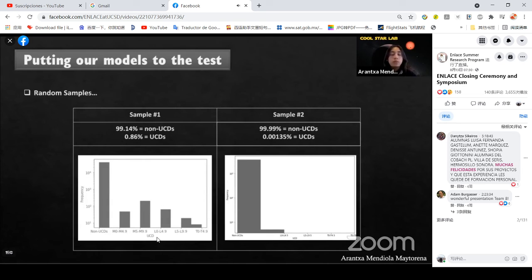On the y-axis, the frequency, and on the x-axis, the labels, either labeled as non-UCDs or UCDs, and if they're labeled as UCDs, further divided into their subtype groupings based on spectral type. The second sample ended up being much smaller, and because of this, it was 99.99% of sources that were classified as non-UCDs, and only 0.00135% of sources were classified as UCDs. On the bottom, we once again have the same type of graph showing the distribution for this sample.